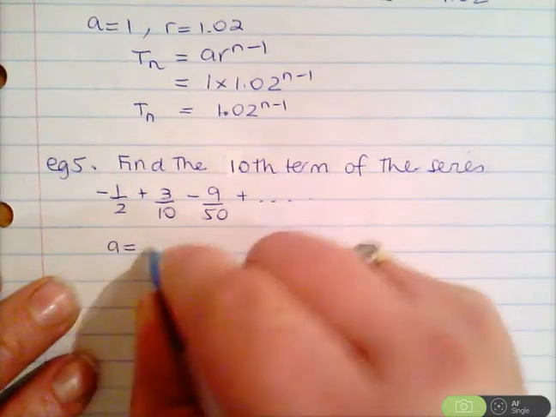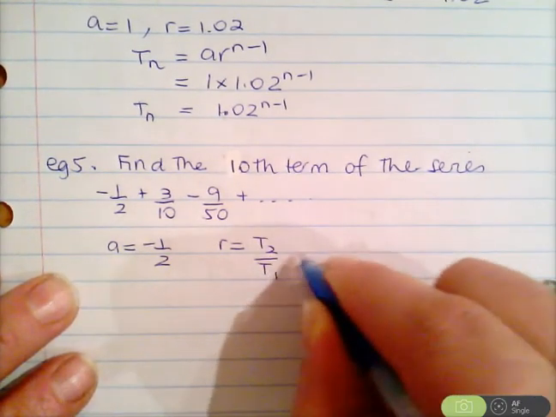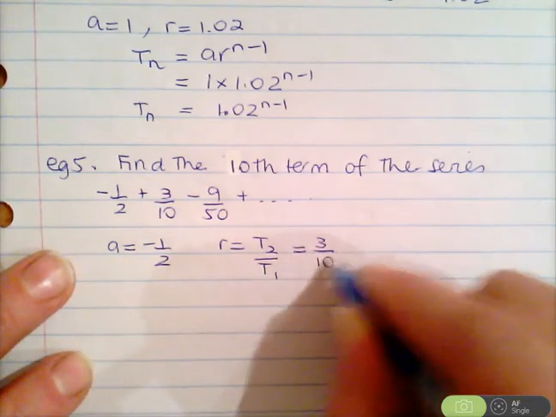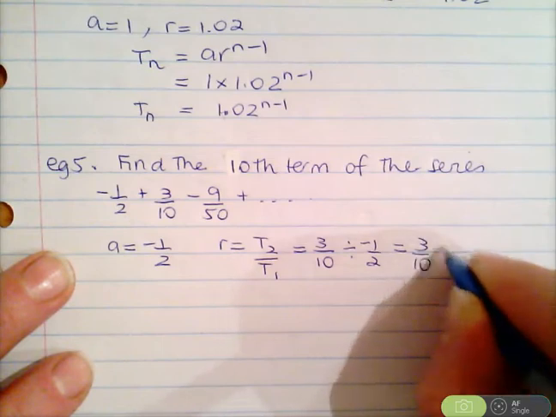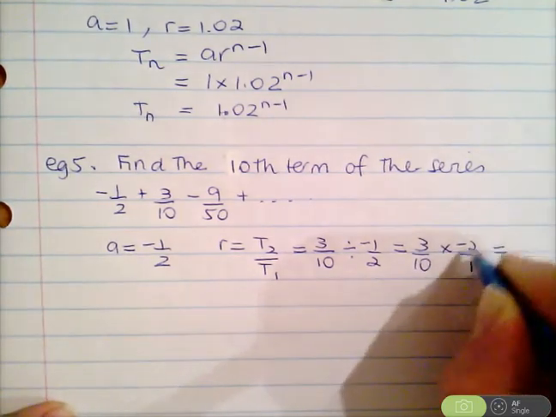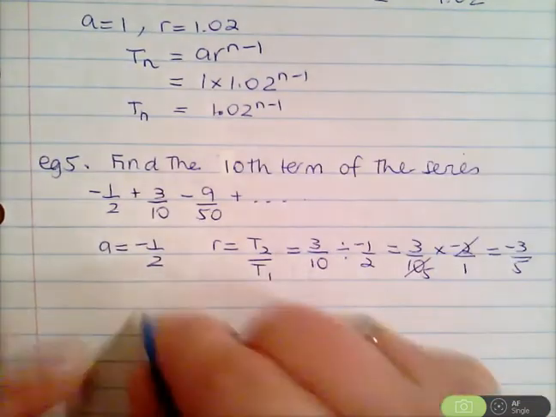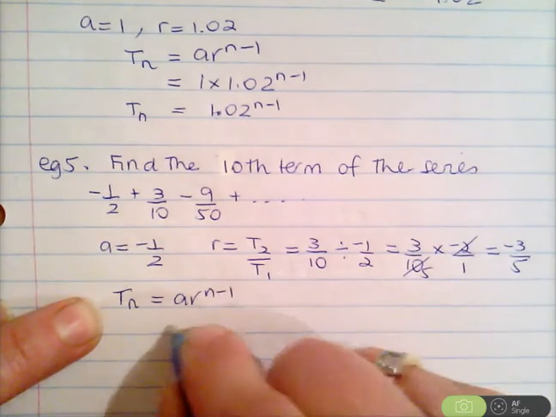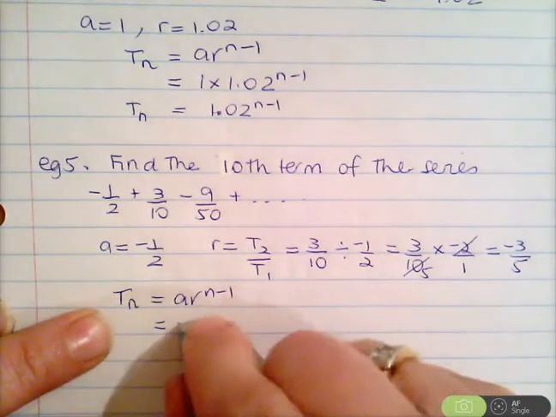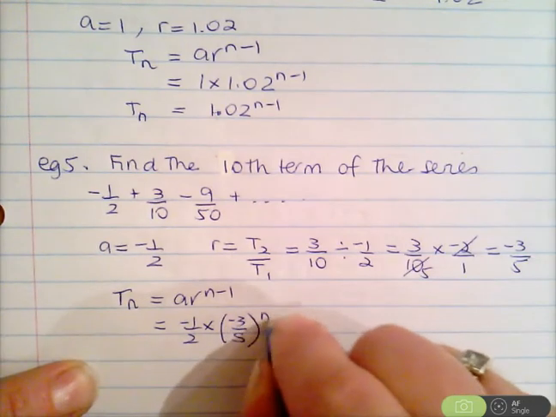Another example, find the 10th term of this series. So here we can see that a is -1/2, r is t2 divided by t1, which is 3/10 divided by -1/2, which is 3/10 times -2 over 1, which is -3/5. So therefore the nth term is ar to the n minus 1, which is -1/2 times -3/5 to the n minus 1.